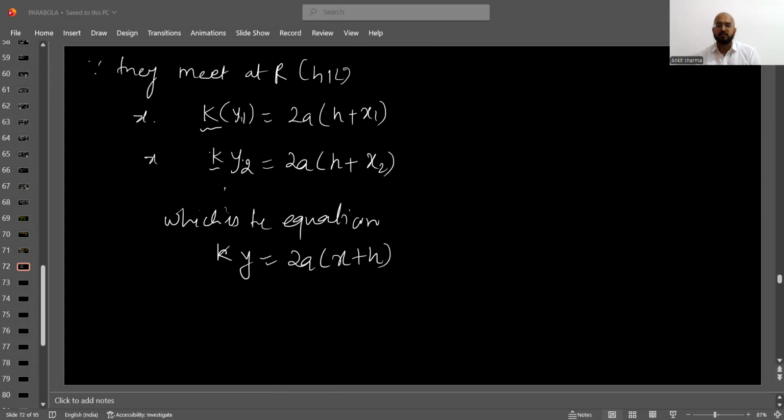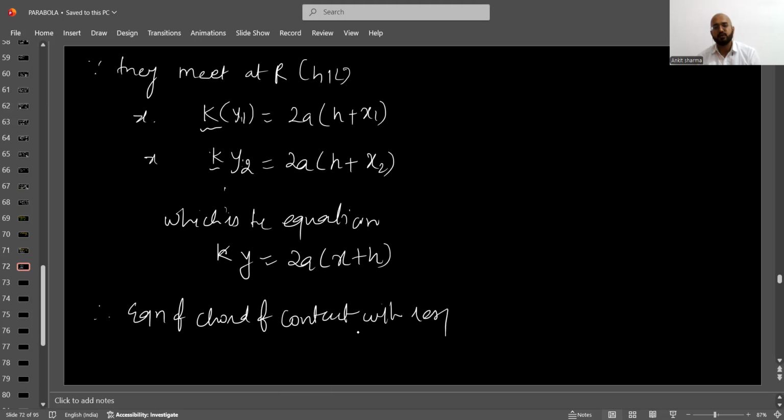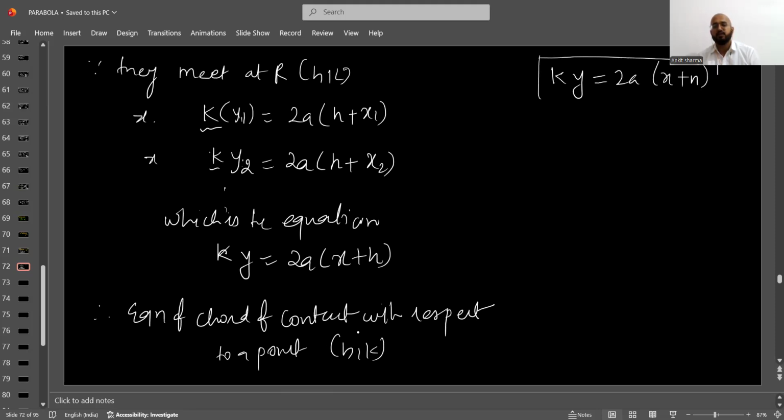So equation of chord of contact. If I have to write down the equation of chord of contact with respect to a point, say h comma k, I can write it as ky is equal to 2a into x plus h. So I have the chord of contact. In fact, if I solve the chord of contact and parabola, I get the points of contact of the two tangents.